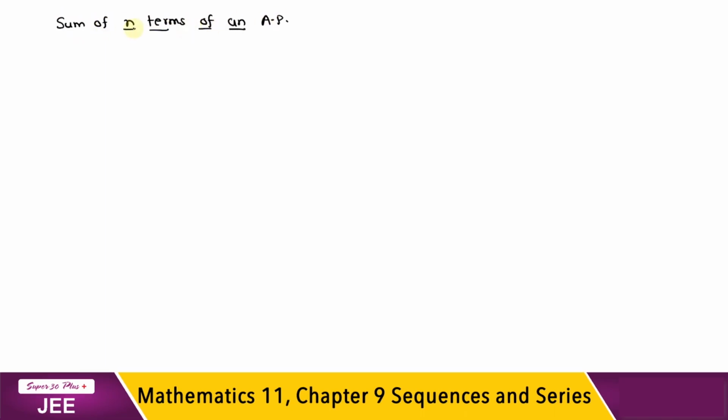So for determining the sum of n terms of an AP, we are again going to write down the terms first. We have A1, A2, A3, A4 till An, and these terms form a sequence which is an AP. Alright, so A1 is going to be A. A2 is going to be A plus D. A3 is going to be A plus 2D, and this continues till An, and An is equal to A plus n minus 1 into D.